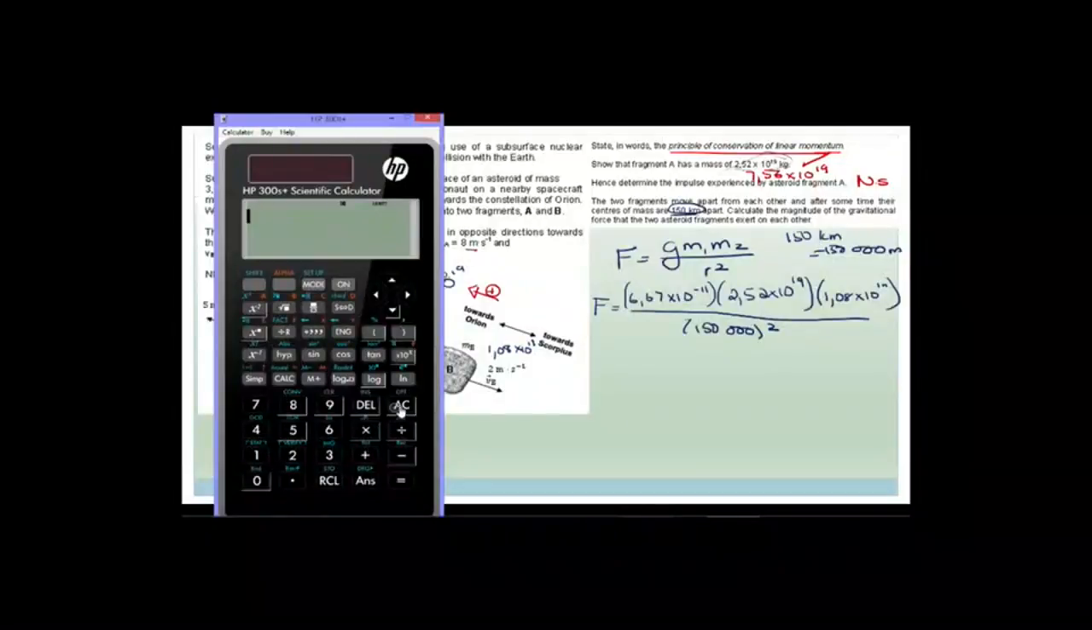6.67 exponent negative 11. I think it's time for a new calculator. Times 2.52 exponent 19 times 1.08 exponent 19 equals, right? Then we divide it by bracket 150,000 bracket squared. Now grade 12s, I know it's ridiculous, but the number of people that I've marked where they even write 150,000 squared, but then forget to put the squared in their calculation and then get it wrong. Oh, and it is right.